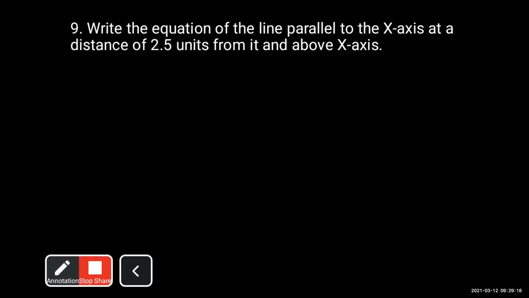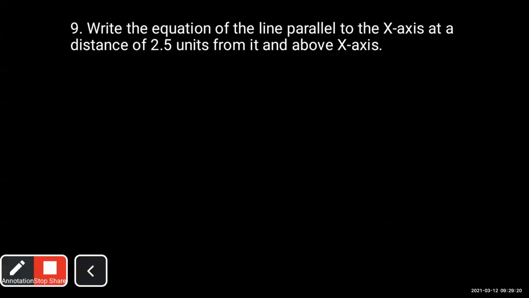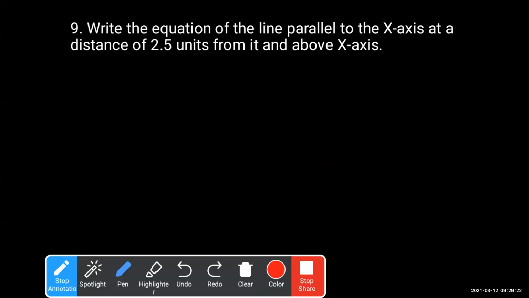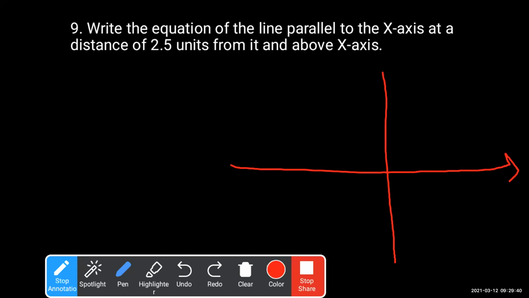Next one, write the equation of a line parallel to the x-axis at a distance of 2.5 units from it and above the x-axis. Now you might be getting confused by the question, but once you draw a rough figure, it will be clear.